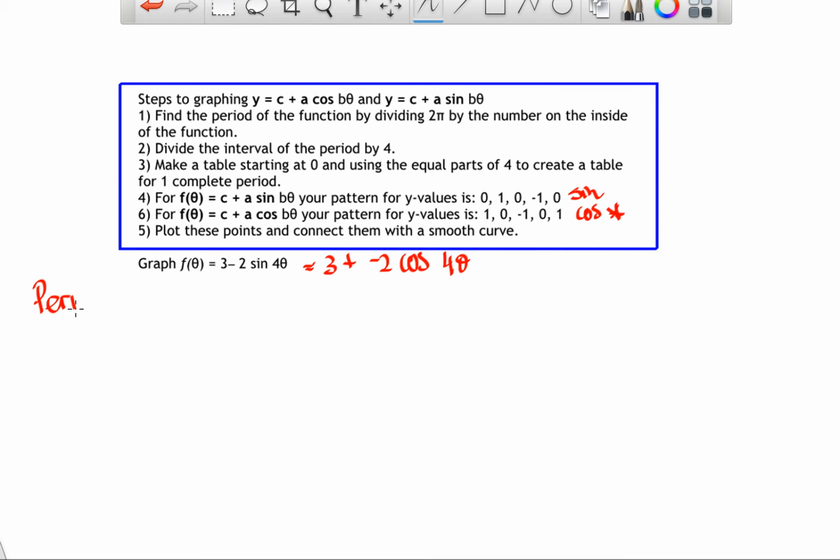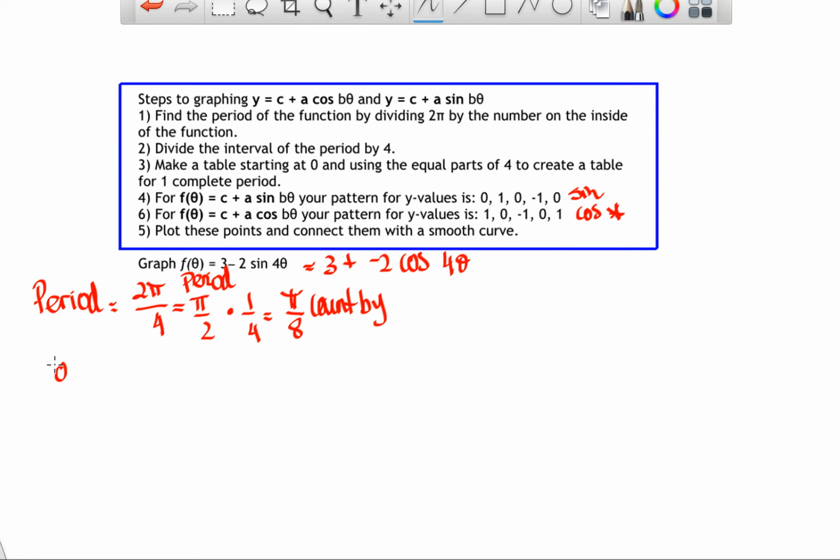So what is the period? The period normally is 2 pi, and we divide by the number in front of theta, so 4. So this function has a period of pi over 2. So after pi over 2, you're already back at the start, so it's pretty fast. I'm going to multiply that by 1 over 4 to divide it into 4 equal chunks. So this means that pi over 8 is what I count by. So I'm going to count by pi over 8 in my table.